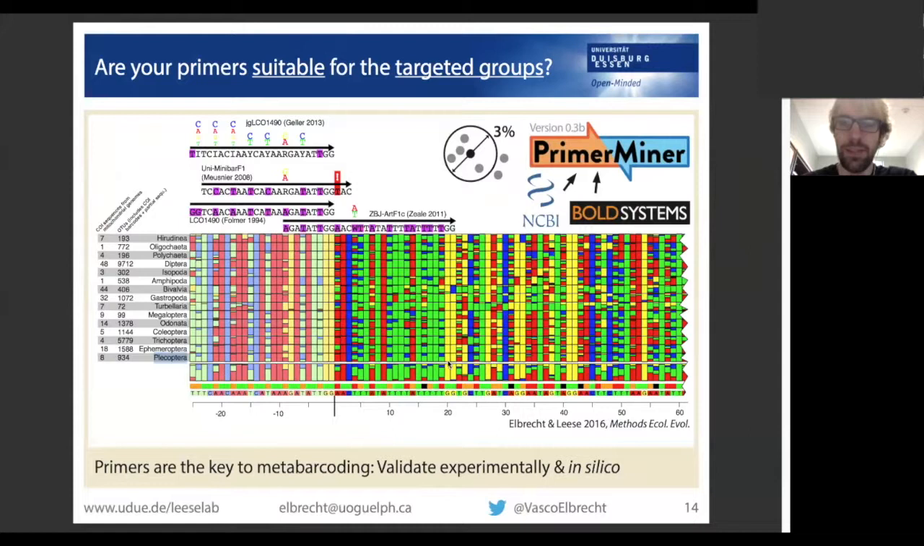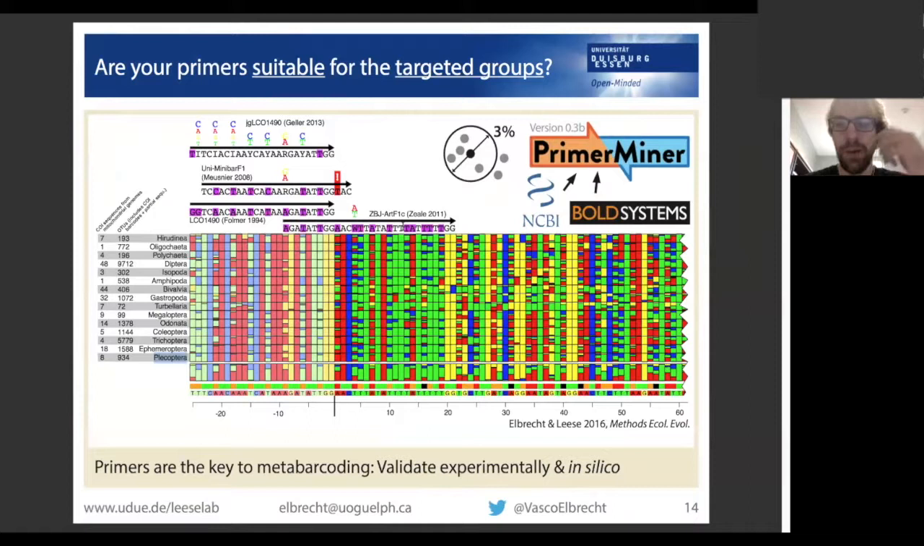If there's green, this is here completely green, this means this is all a T. And this is here blue and green, that means here is the variability, which is used to distinguish between different taxa. So if you take a whole, let's say, 200 base region of this. But this also means that your primers, those are the letters, do mismatch. And as I showed you on the slide before, that's an issue because you get this primer bias.